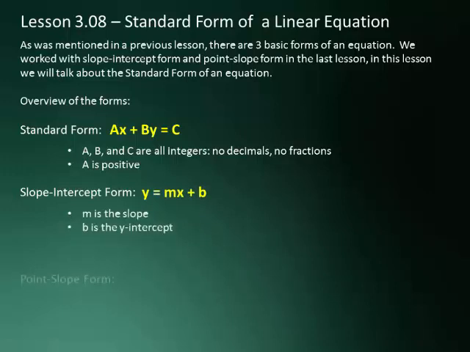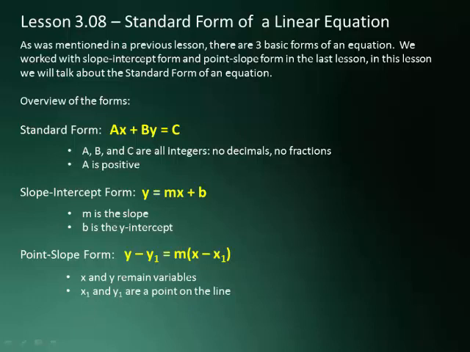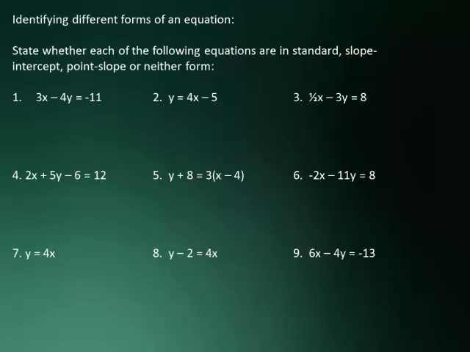In the slope-intercept form, we have y equals mx plus b, where m is the slope and b is the y-intercept. And in the point-slope form, we have y minus y1 is equal to m times x minus x1. X and y stay variables, and x1 and y1 are a point on the line, and it can be any point on the line. M is the slope.